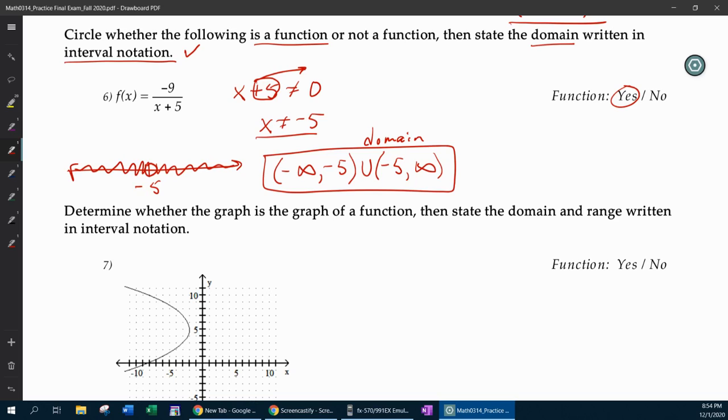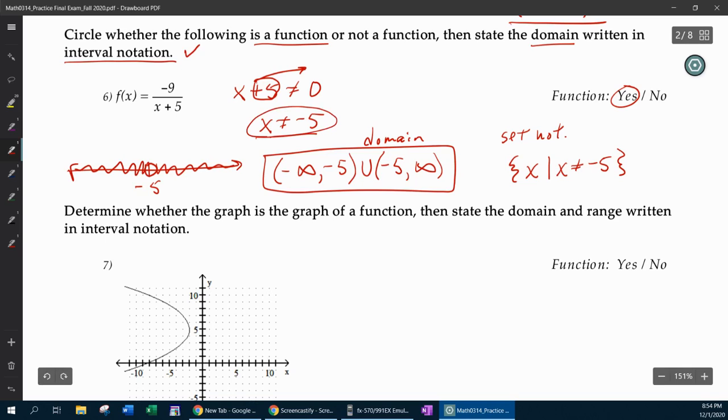Now, just for a treat, if it said set notation, that would be the set of all x such that x cannot be -5. I believe that answer would actually be easier to come up with since we already know that x cannot be -5. But it didn't ask for set notation, it asked for interval notation. But there's set notation if you wanted to see it. And then I'm going to get rid of it.